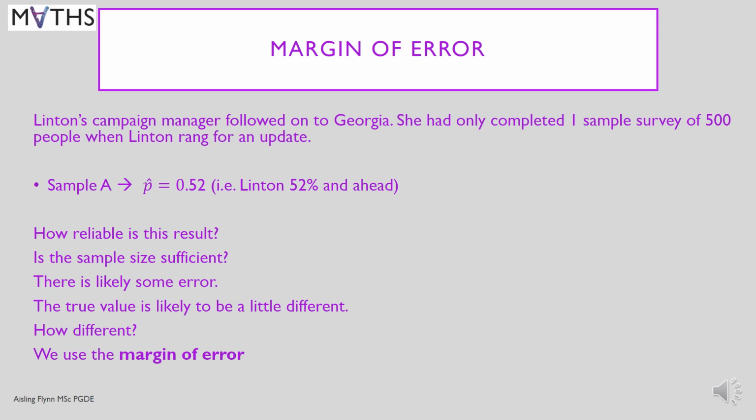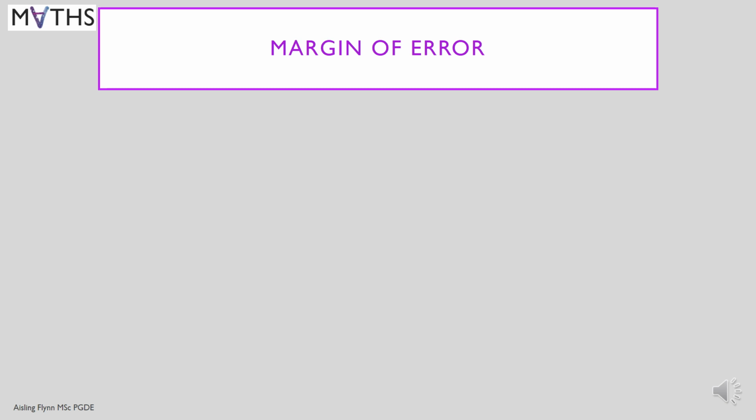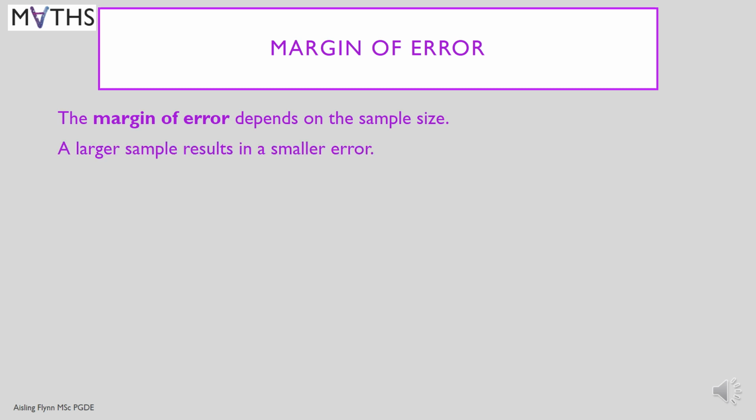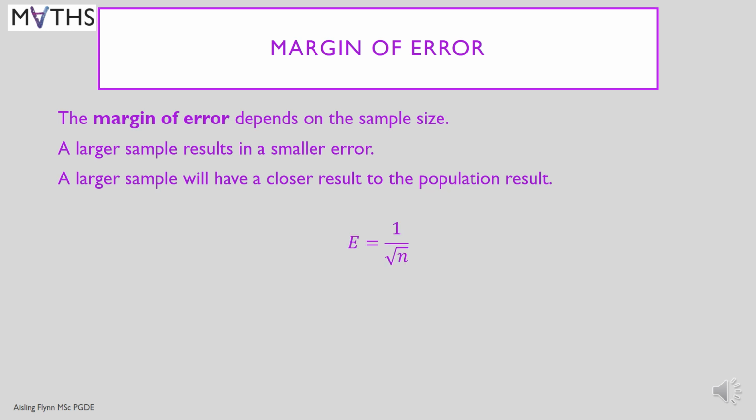We use what's known as the margin of error. So we're going to give some indication as to how different the true population value might be. So how do we do that? The margin of error depends on the sample size. The larger a sample is, the smaller the error will be. The more people you ask, the closer it will be to the true population value. A larger sample will have a closer result to the population result.